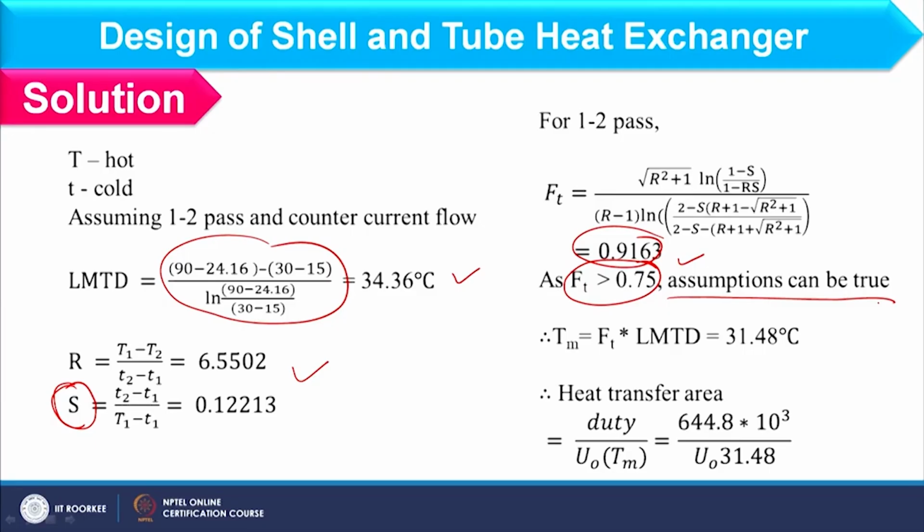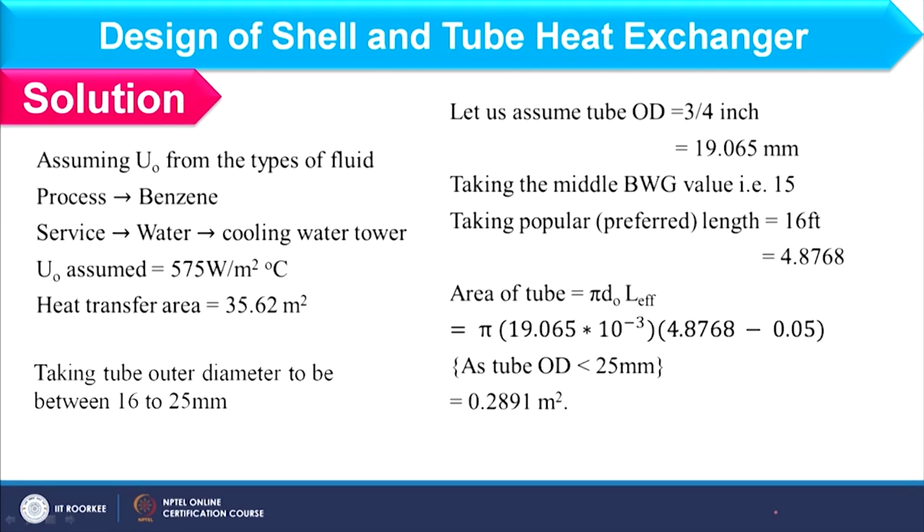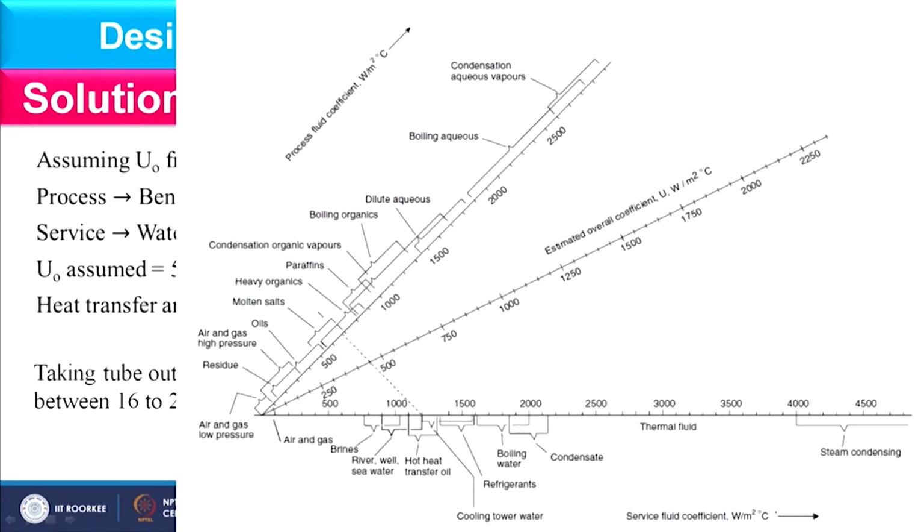So, if I calculate the true LMTD, I can obtain its value as 31.48 degree Celsius, and the next step is to find out the heat transfer area, okay. And for area we have to assume an initial guess of the overall heat transfer coefficient value, okay. That assumption you can take using this graph, okay. So, we have benzene as well as cooling tower water, okay. The cooling tower water range is available from this to this.